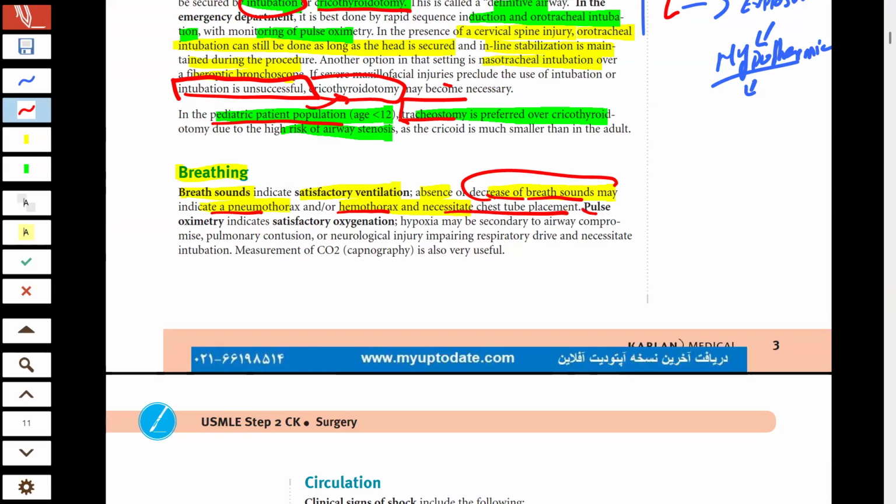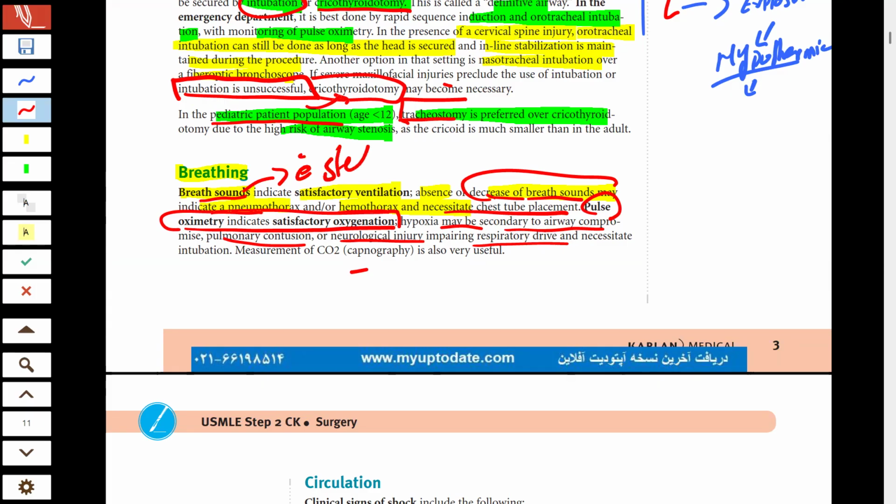And for pulse oximeter, the pulse oximeter indicates the oxygenation, hypoxia, or airway compromise. So the pulse oximeter tells us about the oxygenation, and breath sounds we will listen to with a stethoscope.